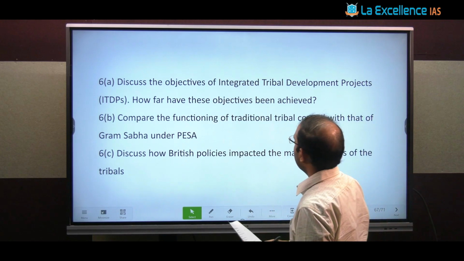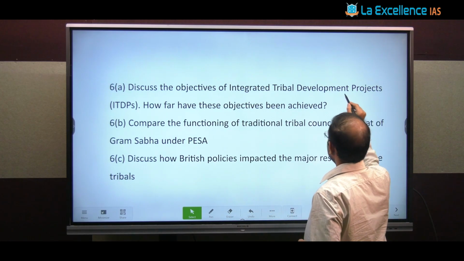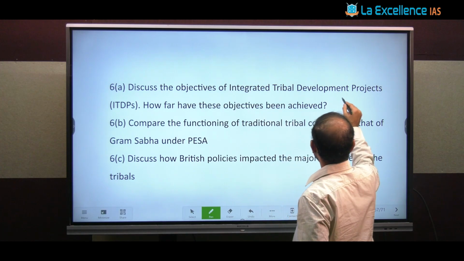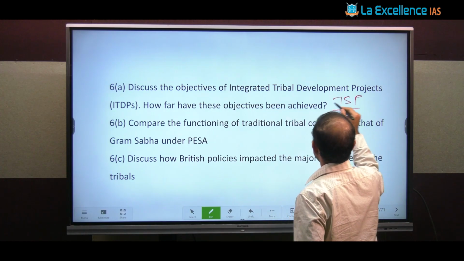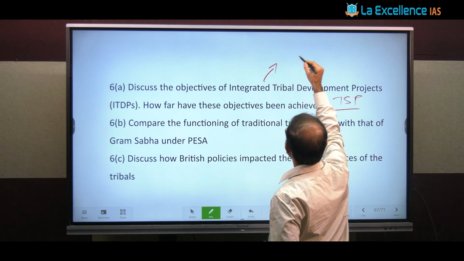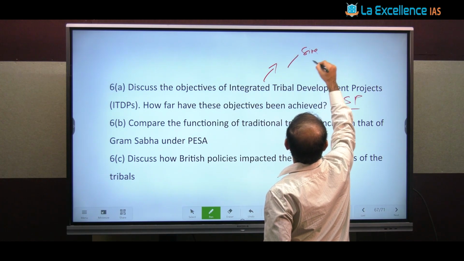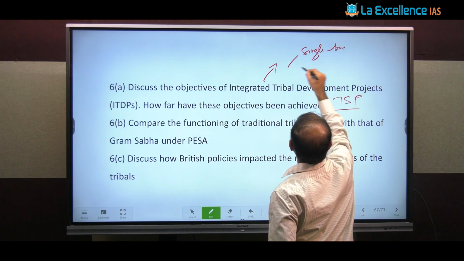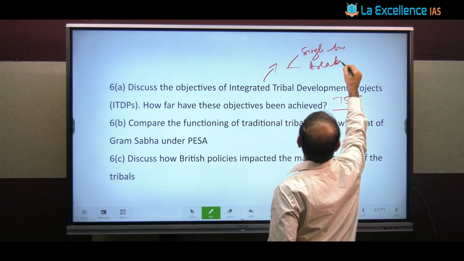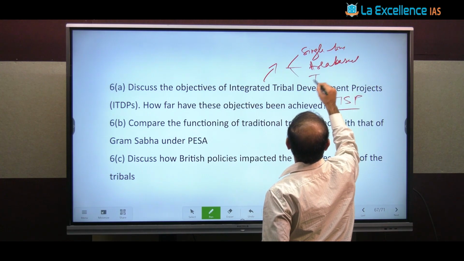Next, ITDPs. This is a very easy question. It is mostly about tribal subplan. So you should talk about what is a tribal subplan. And ITDP is a new model of administration. It focuses on a single line. It is an area-based approach. The focus is on having integrated development.